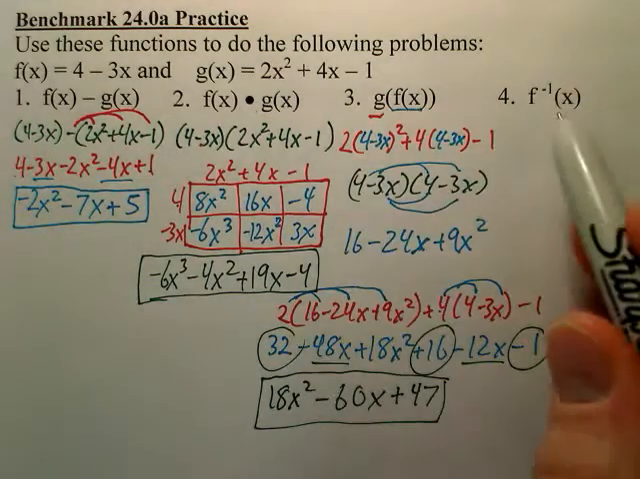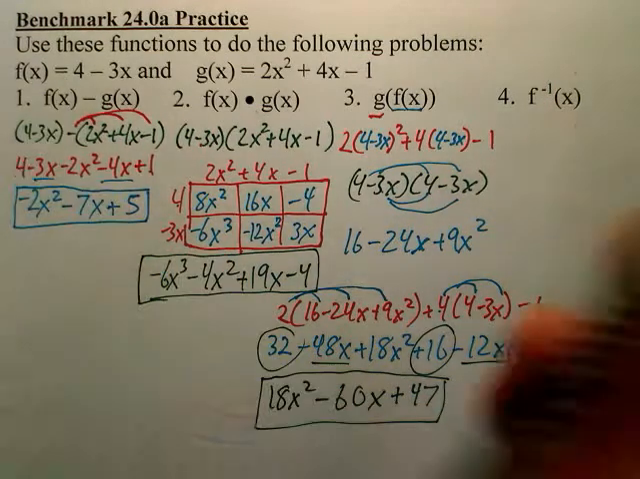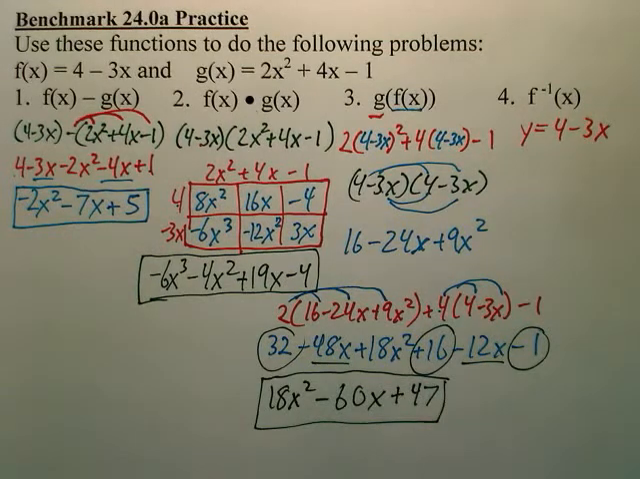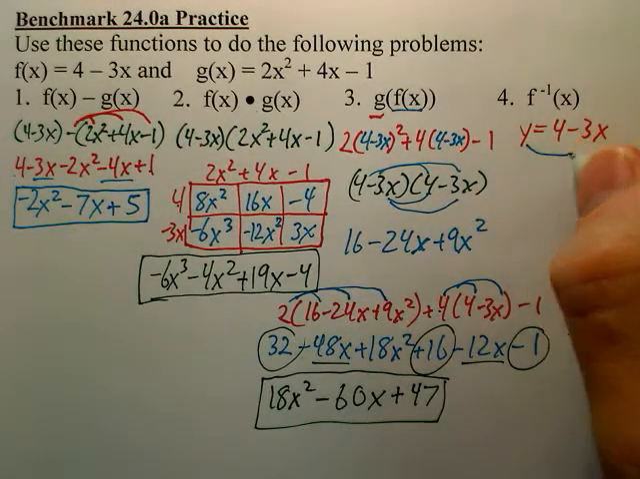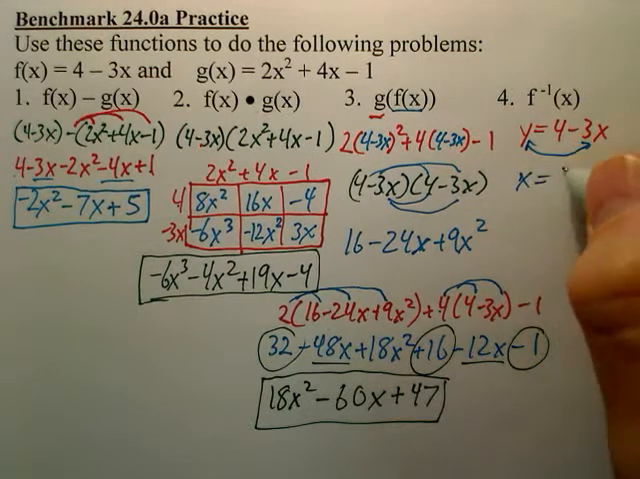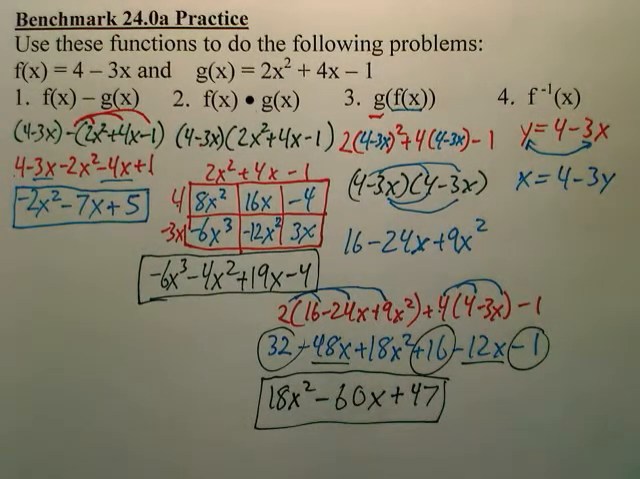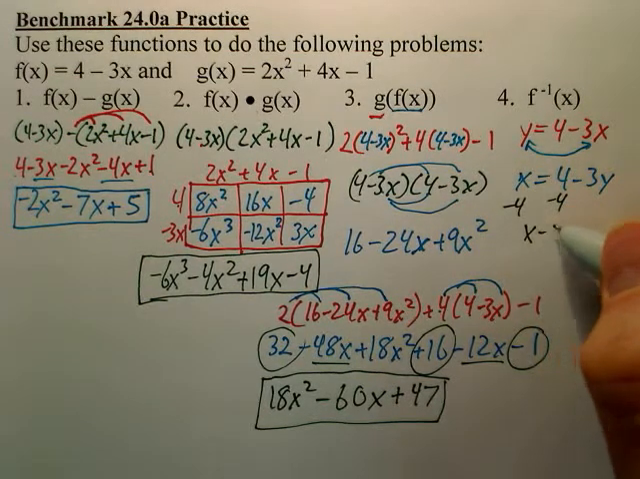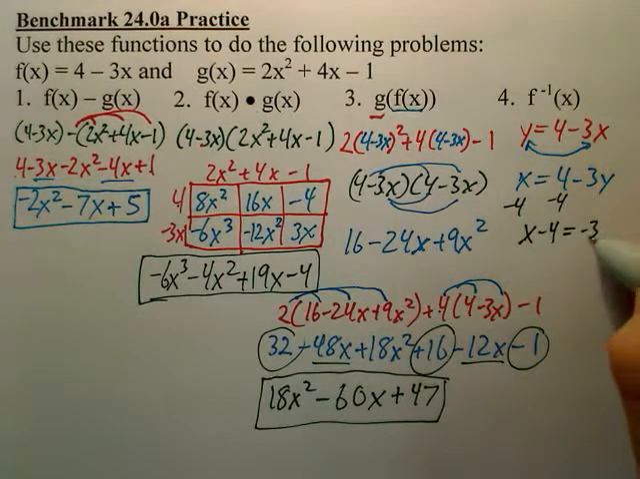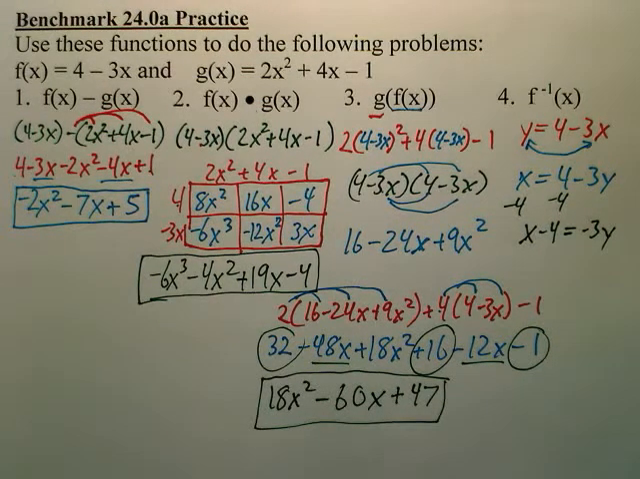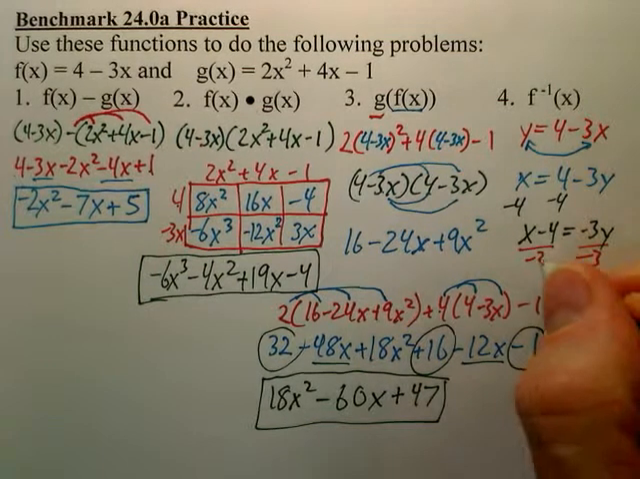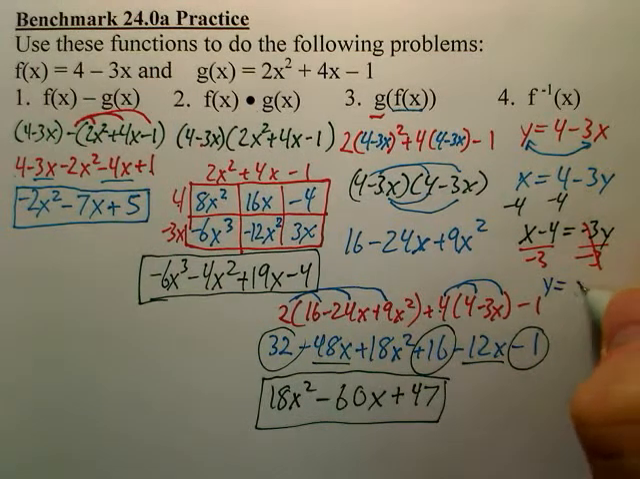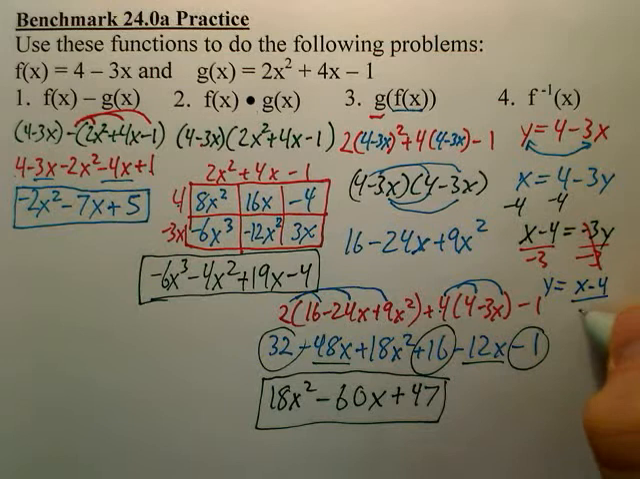Okay, the last one I tend to write inverse. This is called an inverse. We're using this function, but I'm going to rewrite it as y equals 4 minus 3x. Instead of leaving it f of x, I'm going to change it to y. And then what we do is we switch the x and the y. We've got x equals 4 minus 3y, and I solve for y. So I move the 4 over, got x minus 4 equals negative 3y. Then I divide by negative 3, and I get y equals x minus 4 over negative 3.